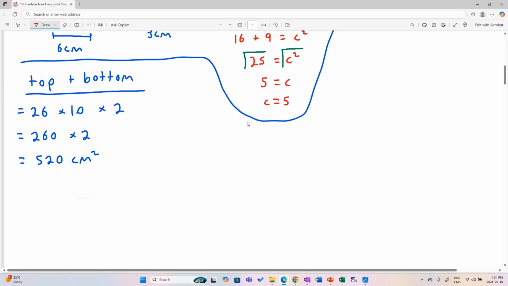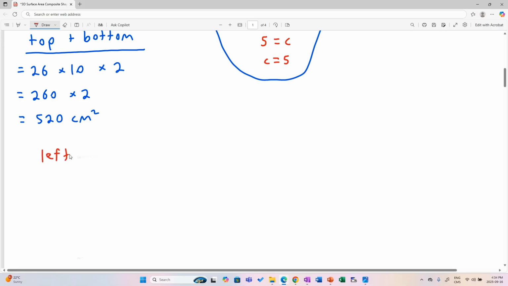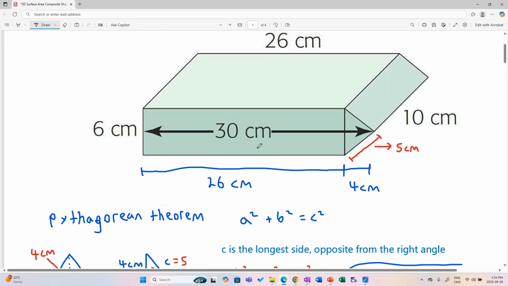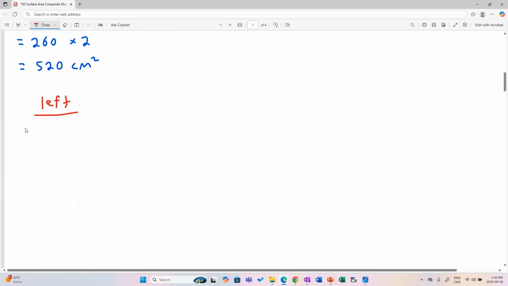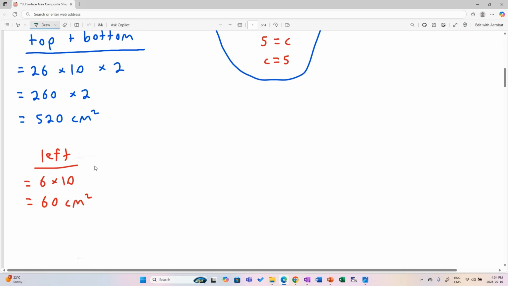Let's now solve for the left-hand side. For the left-hand side, we scroll back up. It looks like it's going to be 6 times 10. So I simply write 6 times 10. My answer is just going to be 60 centimeters squared. Okay, great. Now let's solve for the right-hand side.